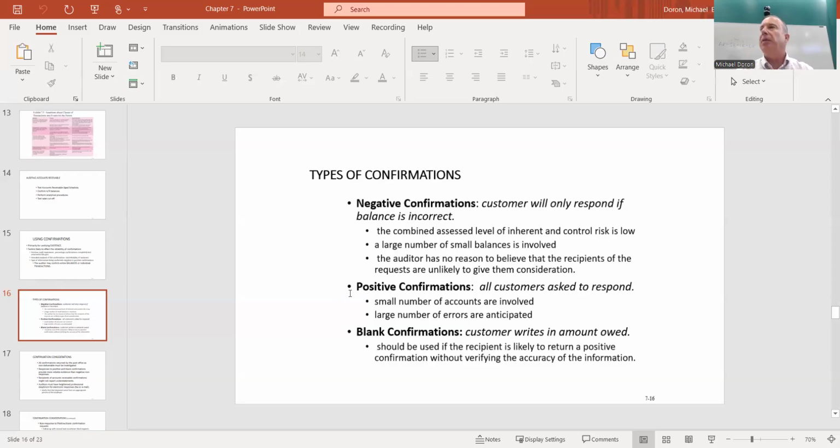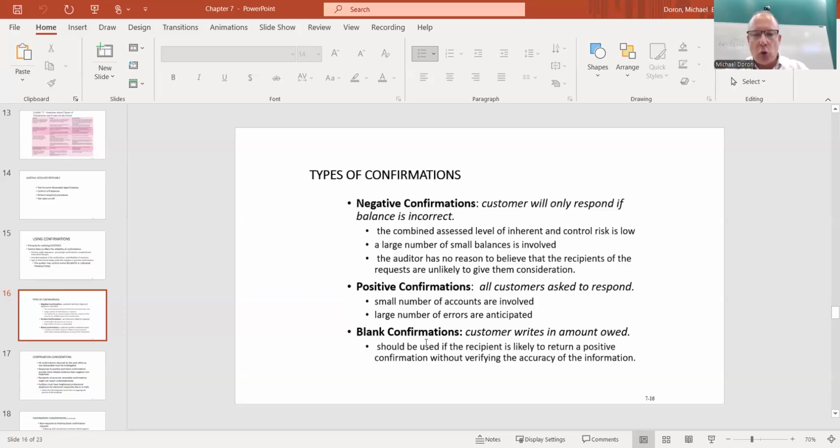Okay, the other two types of confirmations are better quality audit evidence when the controls are not so good. A positive confirmation means all customers are asked to respond. You write in the letter, please respond yes or no, whether it's correct or not. And then finally, you do this when there are a small number of accounts, so none of them by themselves are really material, or when a large number of errors are anticipated. That is, inherent risk and control risk are higher. You're expecting a lot of problems.